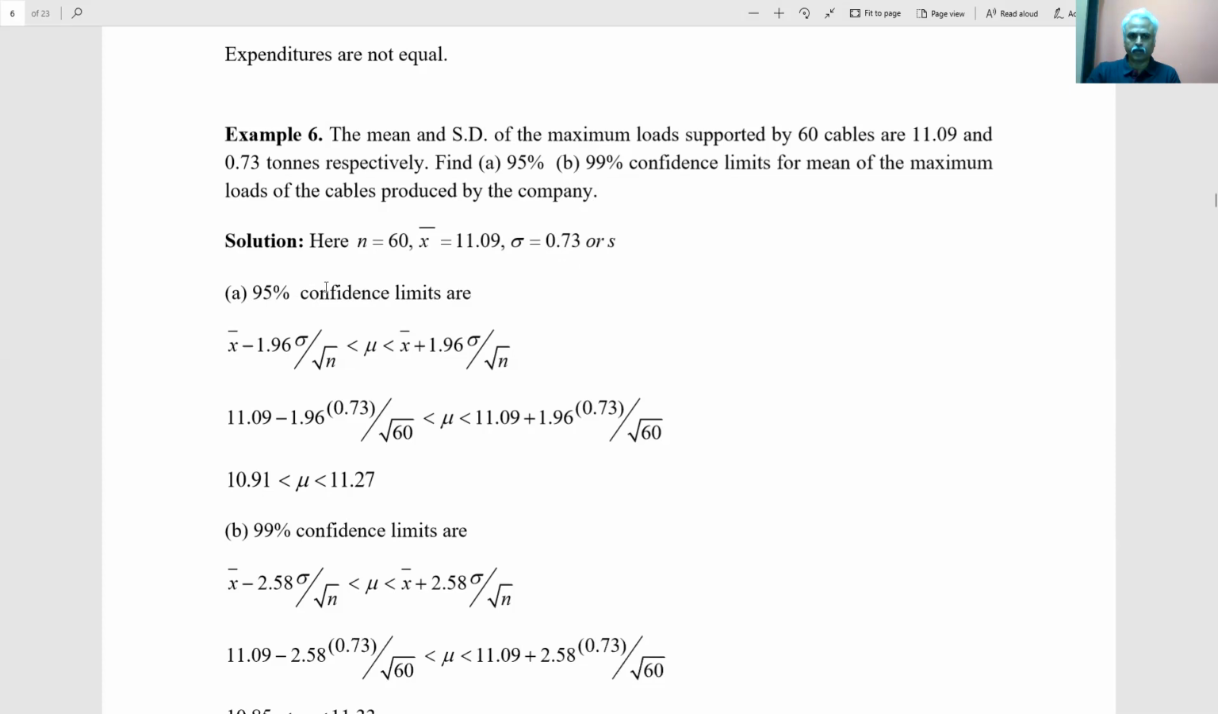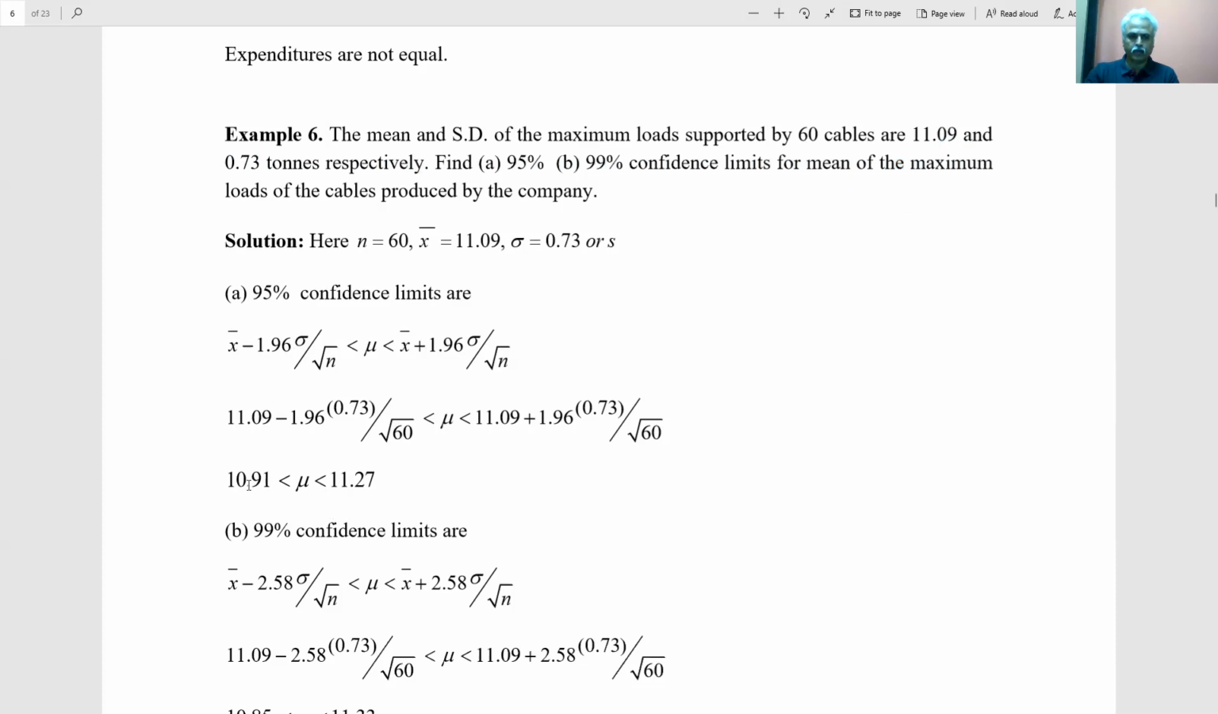Now for 95% confidence limits, whatever the average X bar is given, for that minus 1.96 into sigma by root n, where sigma is this, n is 60, which is more than 30. And the upper limit of the interval is plus sign here, that's all. So when I substitute these 11.09 and sigma as 0.73 and n as 60 here and here, I am going to get 11.09 minus one quantity and 11.09 plus the quantity.